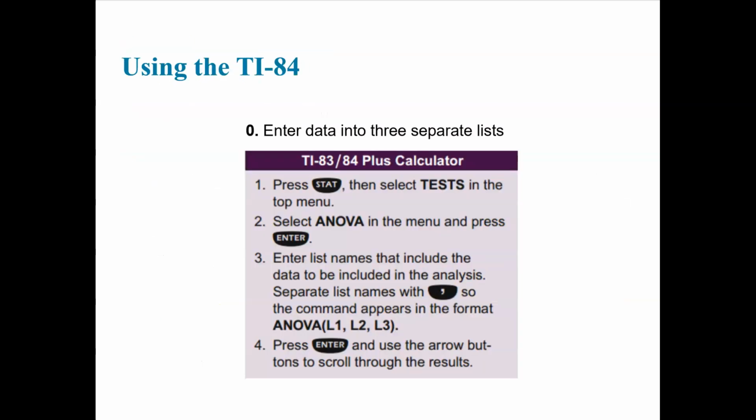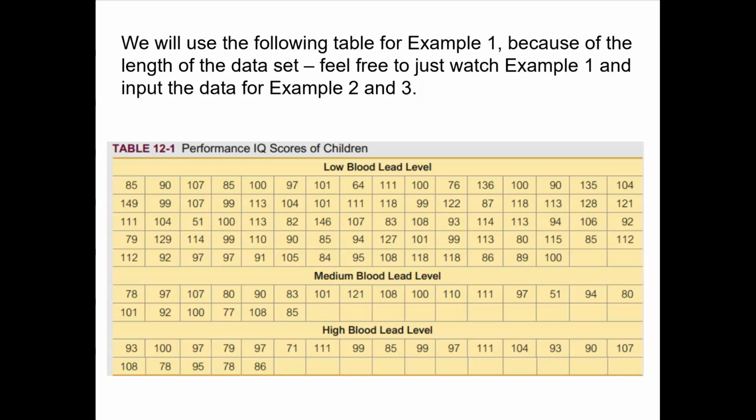This is what we'll be doing, and we'll always start by entering our data into lists. Then we'll be doing the ANOVA test, and here we will have to use the comma key, so just keep that in mind. Now, for example 1, this is a ton of data, so I'm going to suggest that you just watch me do this one. I already have the data preloaded in, and then for examples 2 and 3, you'll do it along with me.